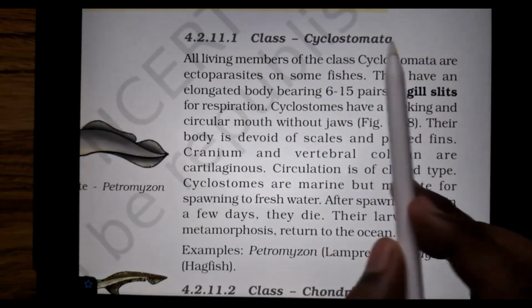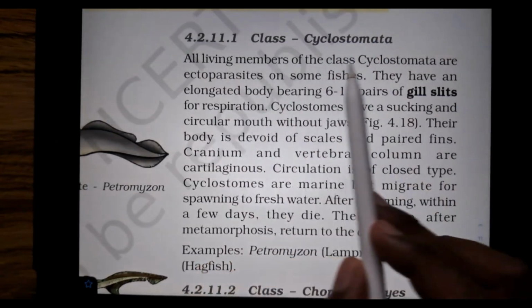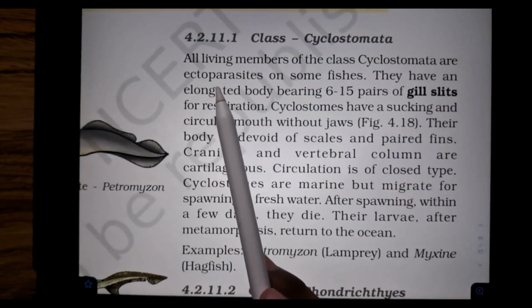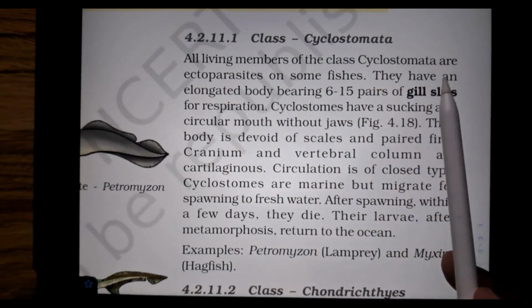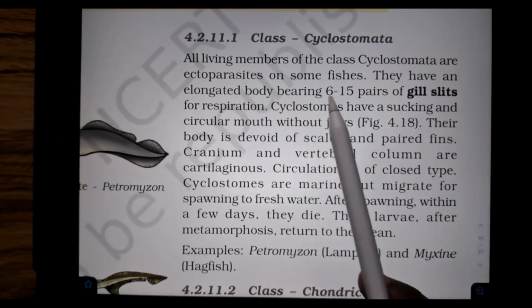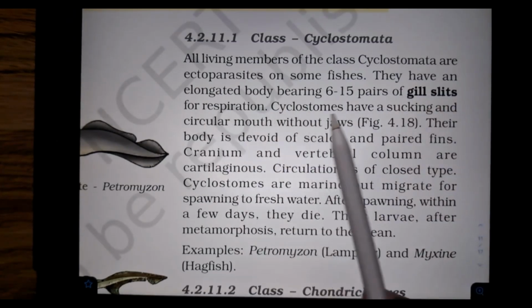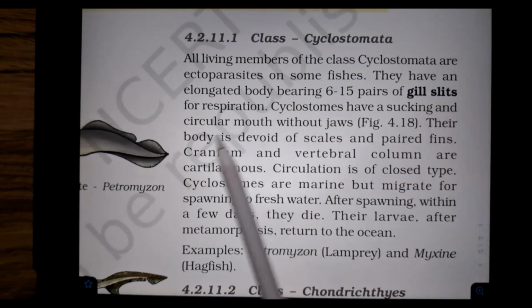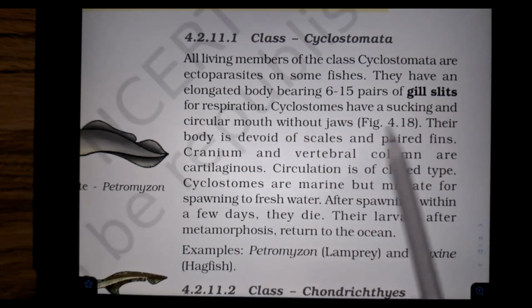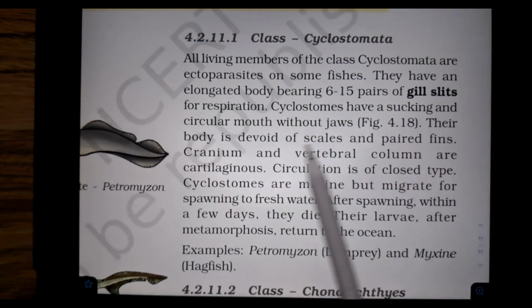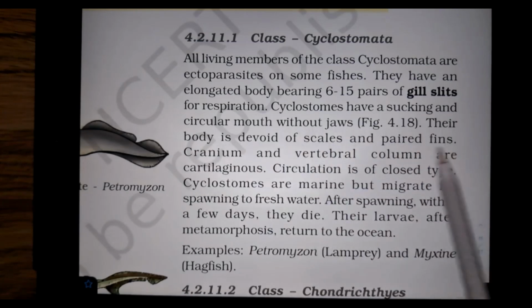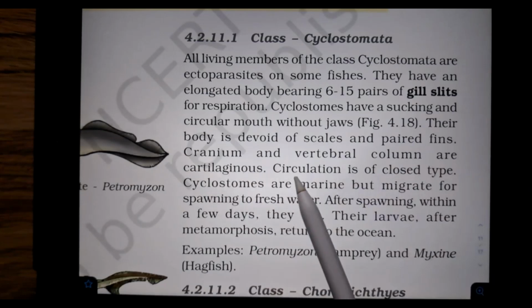Class Cyclostomata. All living members of the class Cyclostomata are ectoparasites on some fishes. They have an elongated body bearing 6 to 15 pairs of gill slits for respiration. Cyclostomes have a sucking and circular mouth without jaws. Their body is devoid of scales and paired fins. Cranium and vertebral column are cartilaginous, and circulation is of closed type.